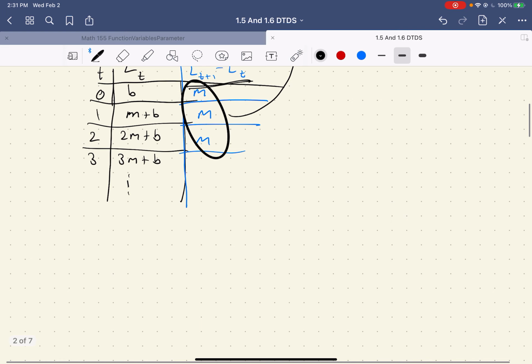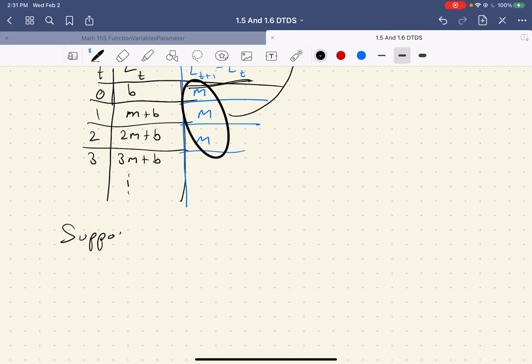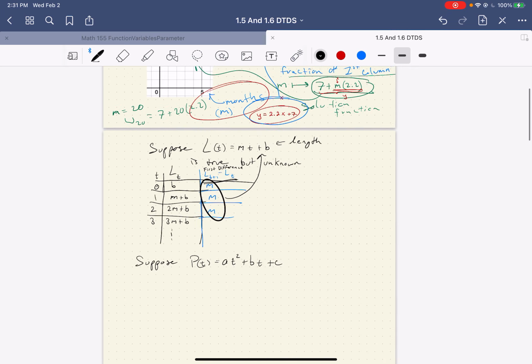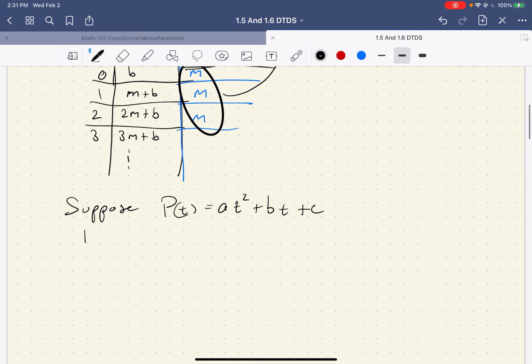Let's look at another thing. Okay, suppose, in fact, it's the exact same setup. We're going to measure some kind of population as a function of time, and this population looks like at squared plus bt plus c. So a, b, and c, they're all constants. But we don't know this. How did I write it last time? It is true but unknown. Okay, suppose this, but unknown to us. So we measure, and we get data on this population.